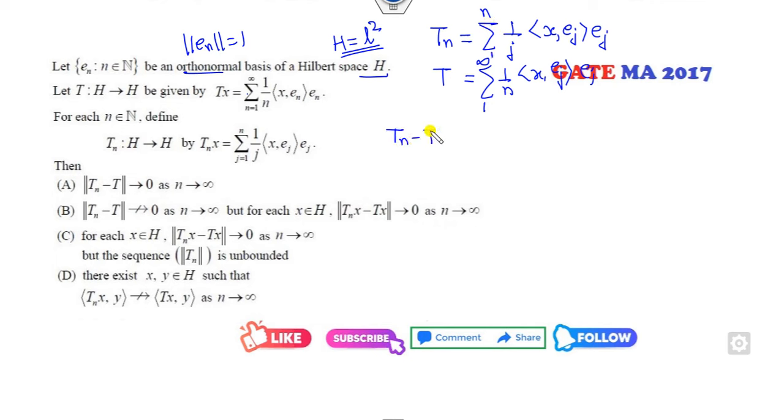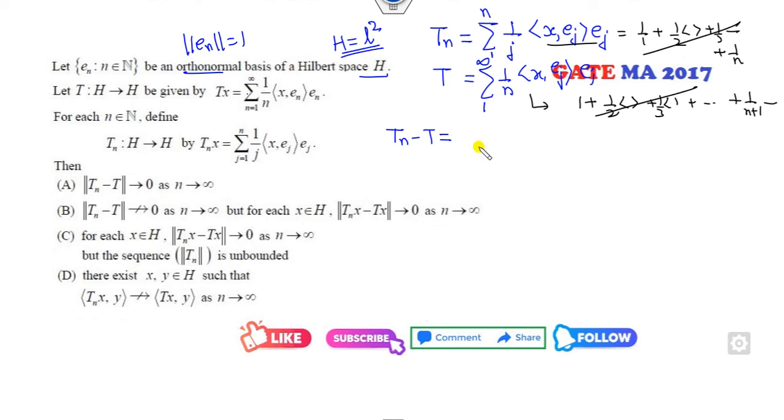Can you find the value of Tn minus T? Look at that. This part is 1 over 1, then 1 over 2 of this quantity, plus 1 over 3 of this quantity, up to 1 over n. And this value, when you substitute, is 1, then 1 over 2 of this, plus 1 over 3 of this, up to 1 over n plus 1 of this, and so on. If you subtract them, the first n values will be cancelled out. The remaining part is only 1 by j of x comma ej times ej, where j starts from n plus 1 to infinity.